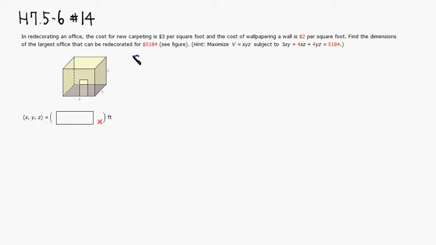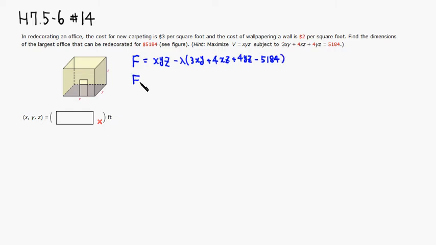The capital F function is going to be xyz minus lambda times this guy right here: 3xy plus 4xz plus 4yz. Then I'm going to put it on the other side, so it's a negative 5,184. Then we're going to take the set of partials.